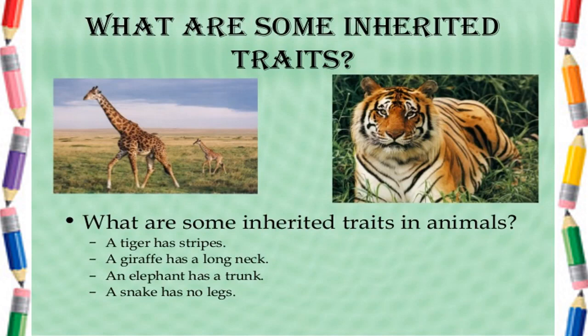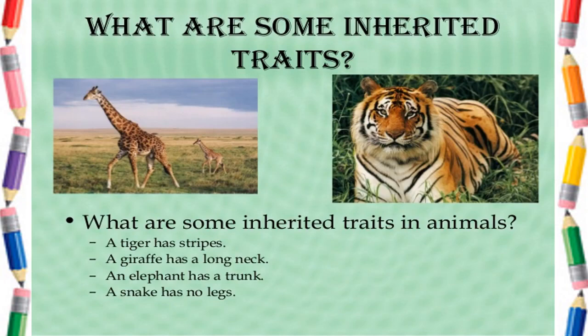What are some inherited traits? What are some inherited traits in animals? You can see a tiger has stripes. तो उसके जो जितने भी आगे बच्चे होंगे सबको ये स्ट्राइप्स होते हैं. ठीक है, टाइगर्स के अंदर सब में स्ट्राइप्स होते हैं. A giraffe has a long neck. और किसी एनिमल के अंदर लॉन्ग नेक होती है क्या ऐसे जिराफ की तरह? नहीं. So giraffes inherit that.